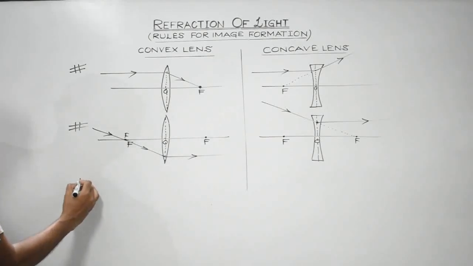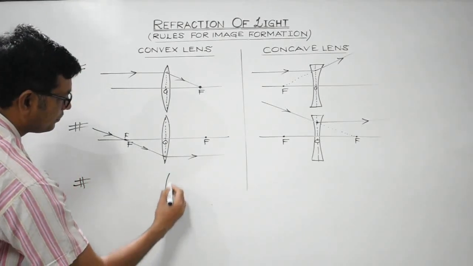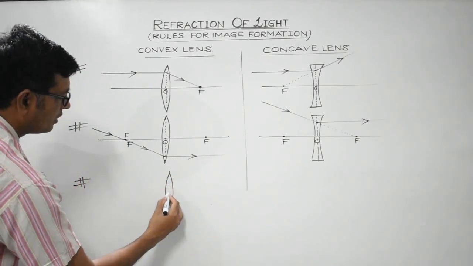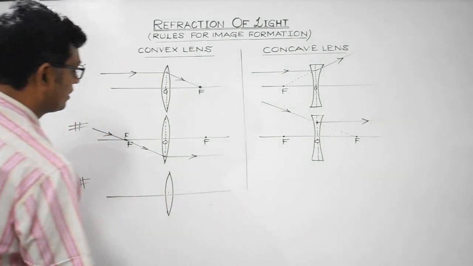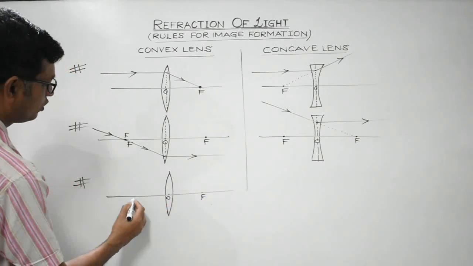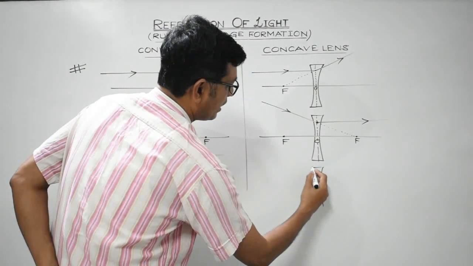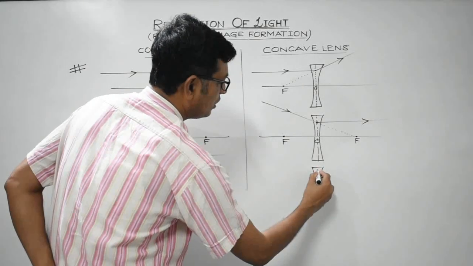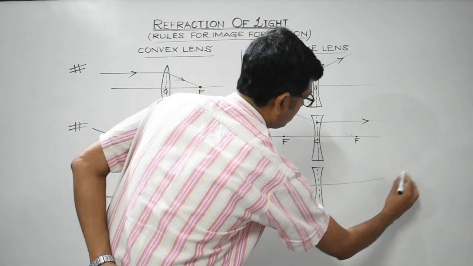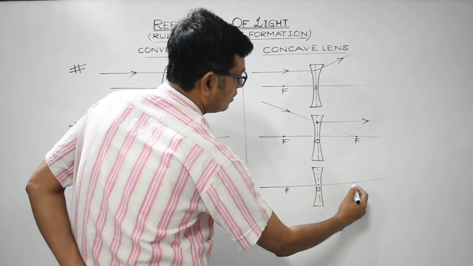Okay, the third one and the final one. It's pretty simple. We've done it already. Again, this is a convex lens. This is the principal axis. This is suppose the optical center. This is the focus. These are the two focus, right? Let's draw the same diagram for the concave lens as well. So, this is the optical center, this is the virtual focus, right?